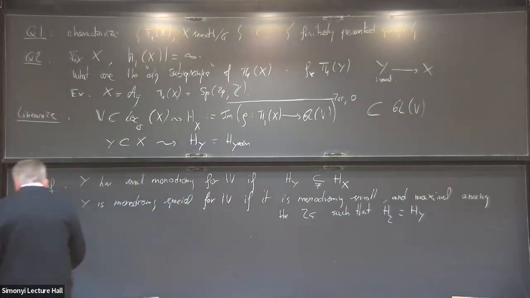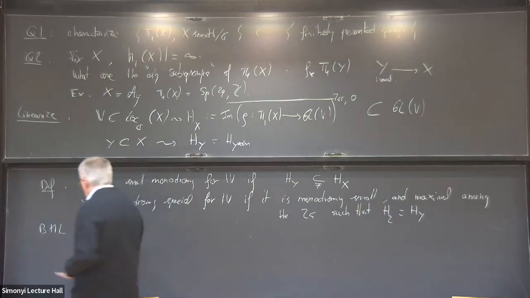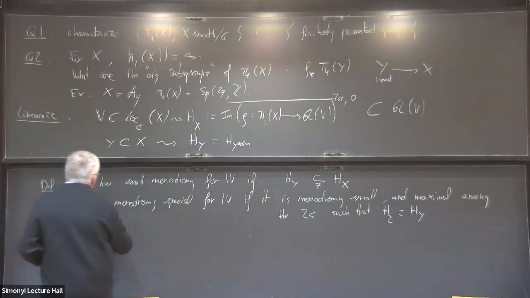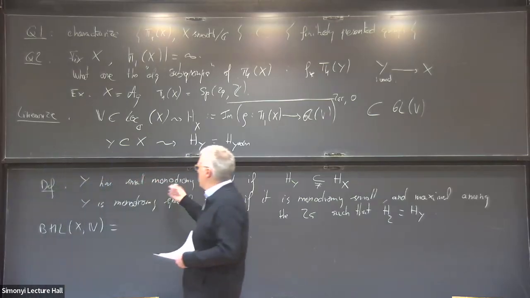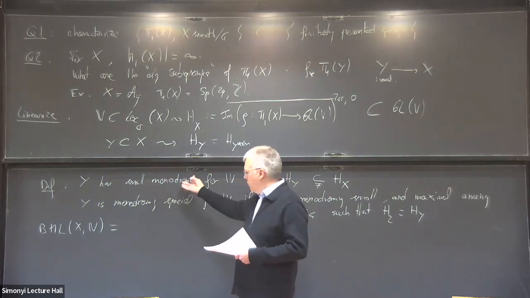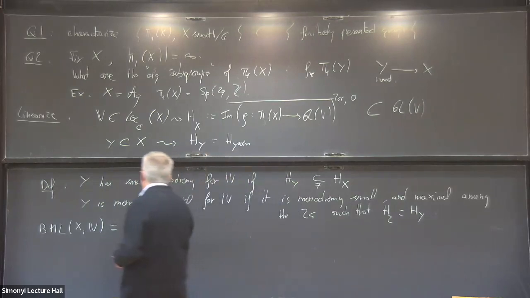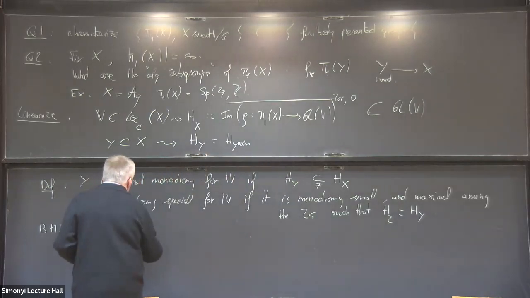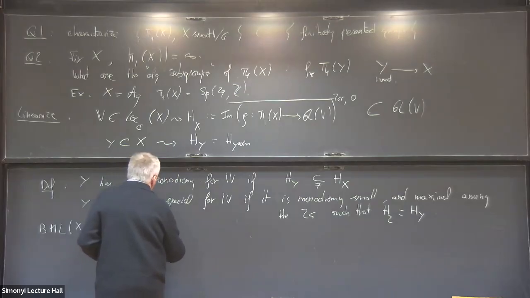So, okay, the monodromy special loci that I want to consider, the big monodromy locus for X and V, well, this is the union of all the Y's with small monodromy, or equivalently, the union of all Y monodromy special for V.